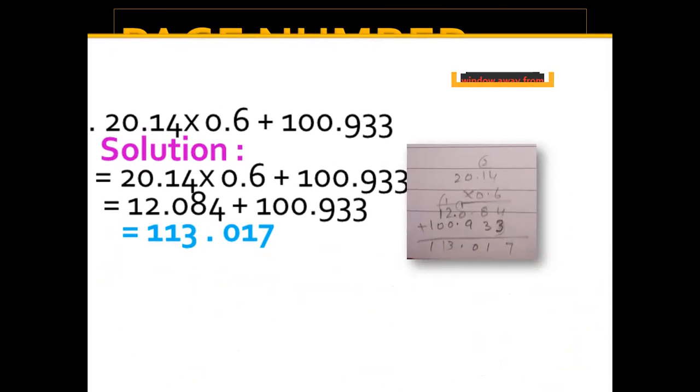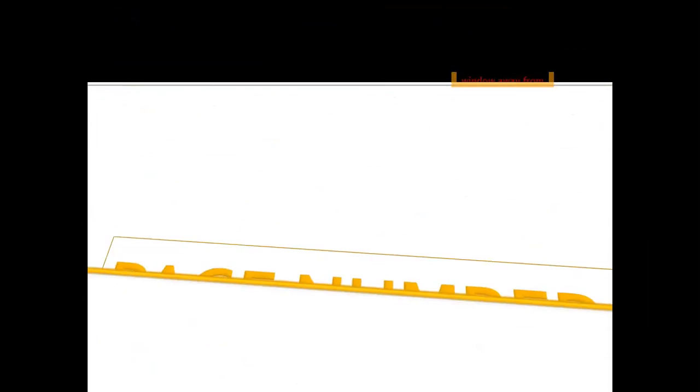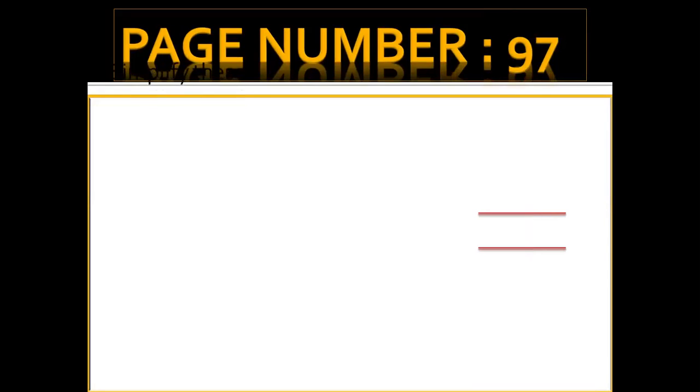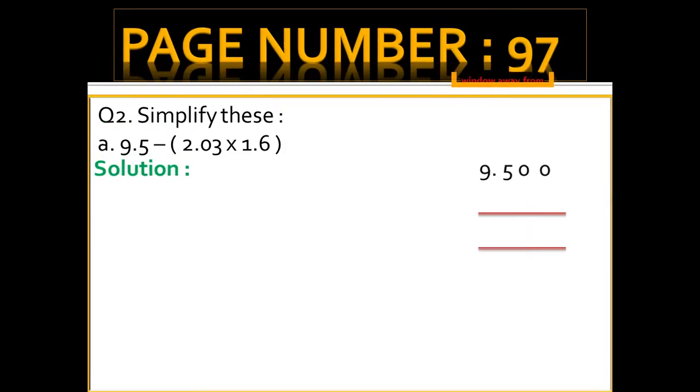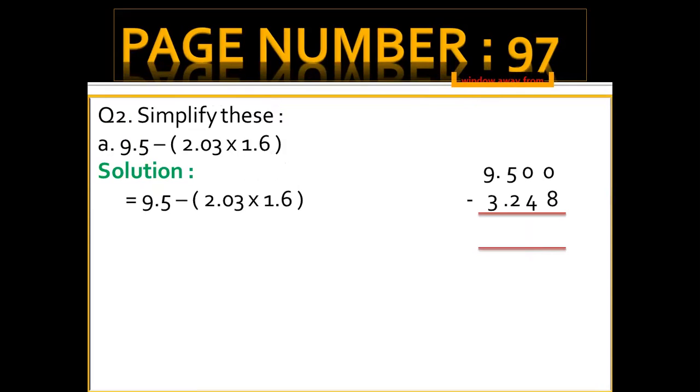Here we complete question 1 of page 97. Come to question 2. These are the brackets questions, and you know we have three types of bracket: square bracket, curly bracket and round bracket. We always solve the round bracket first, then we come to the curly bracket, and at the end we solve the square bracket. In question 2, there are F parts and all parts are included.